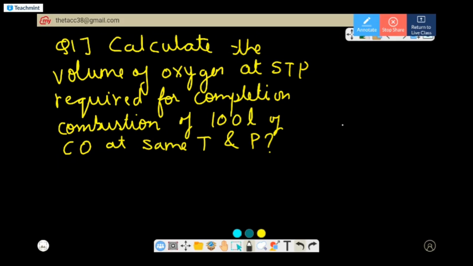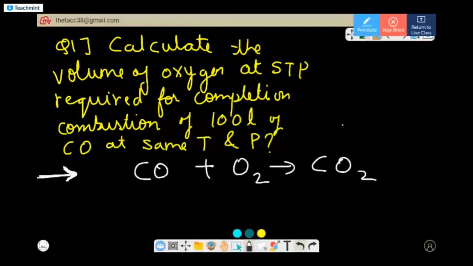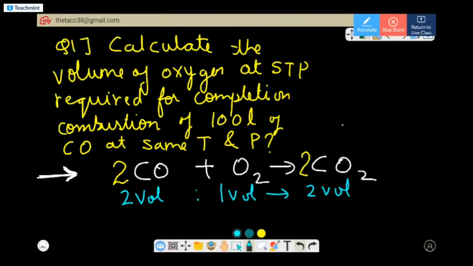As I've said, a lot of carbon monoxide ignition questions are there. So as you keep doing questions, you become very clear with your equations. CO plus O2 gives out CO2. Tell me the balanced one. Yes, it's right, but it's not balanced. We'll put a 2 before CO and a 2 before CO2. This is constantly being used, so get used to this equation: 2 volumes, 1 volume, and 2 volumes, giving out 2 volumes.